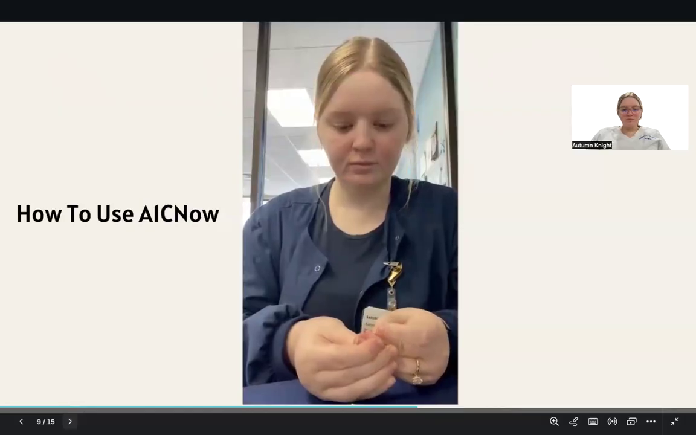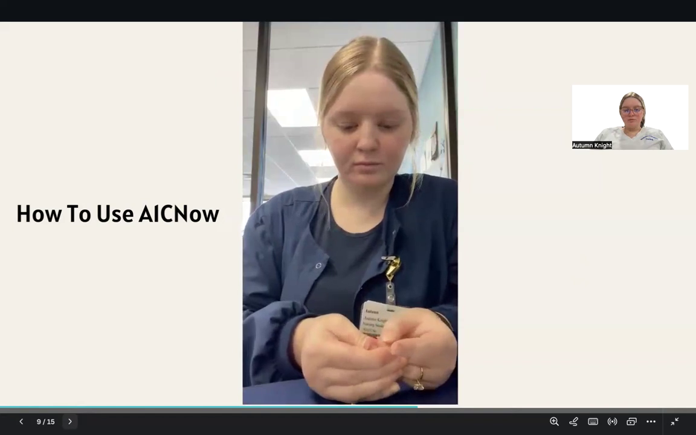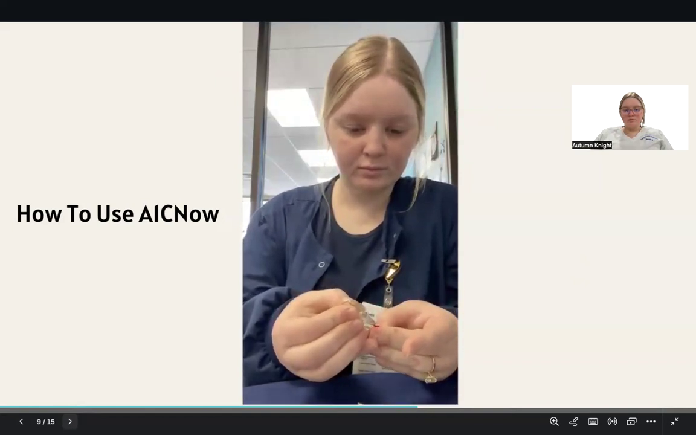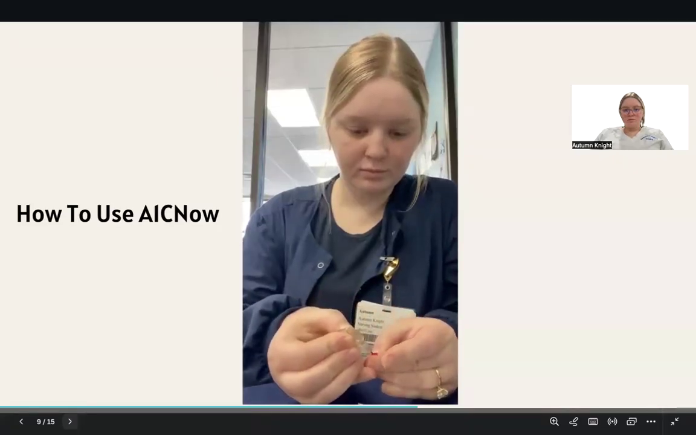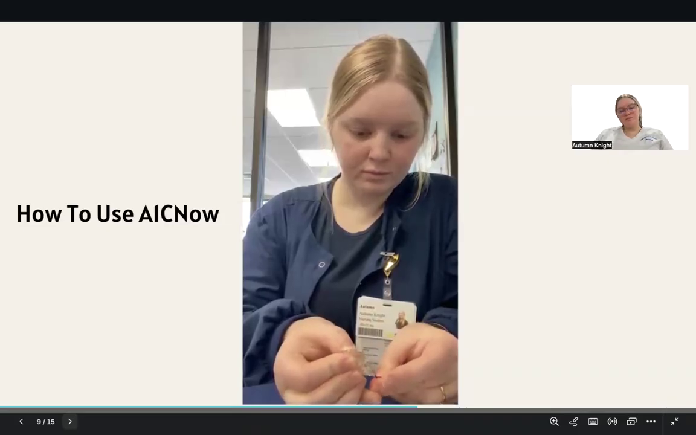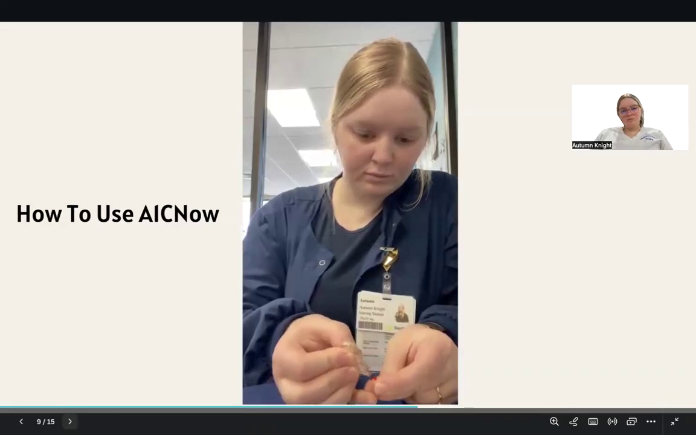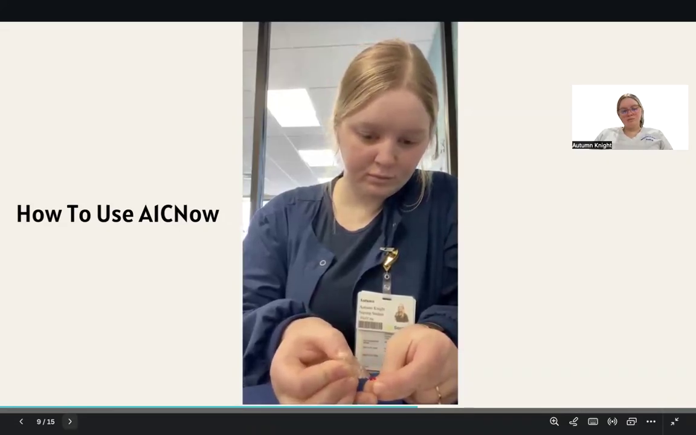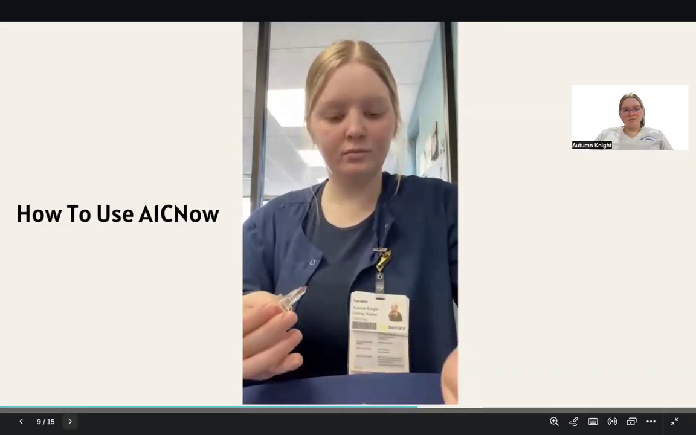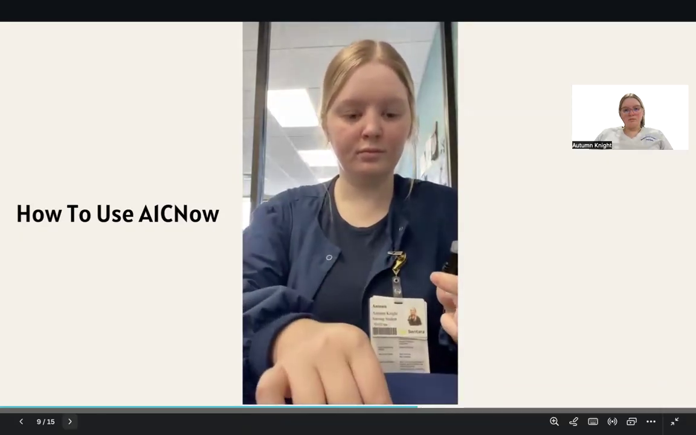Once I've stuck my finger, I'm going to go ahead and squeeze some blood out. You have to make sure that you get an adequate amount, because if you have too little or too much, then the machine won't read properly. So here I am collecting the blood. And then now you'll just apply a little pressure to your finger with the gauze.